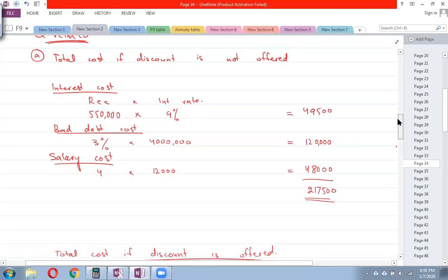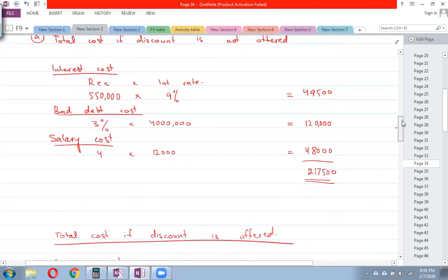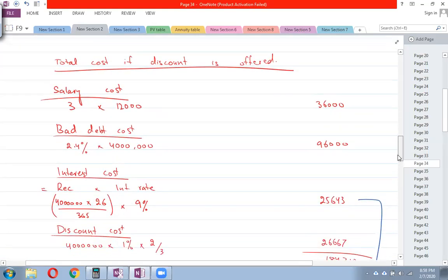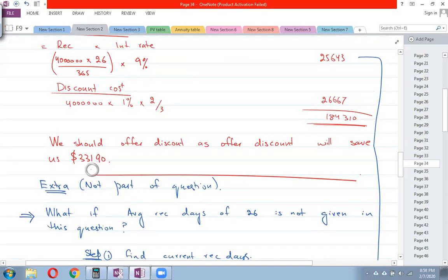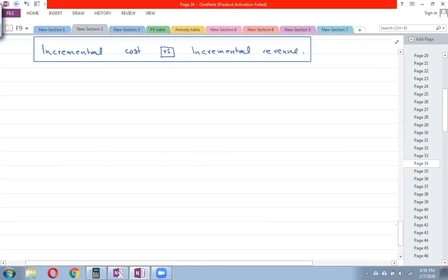I'm actually doing 2 calculations. I'm doing the calculation if the discount is not offered, and then I'm doing the calculation if the discount is offered. And in the end, I calculate the difference, which is 33,190. The examiner just considers what will be the benefit or savings or what will be the cost of having the discount option. So in the discount option, what will be the extra benefit or the extra cost?